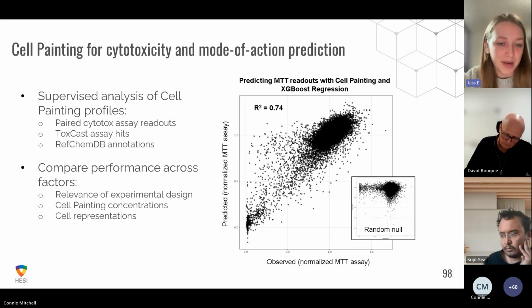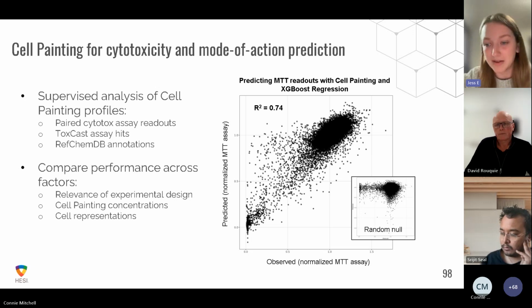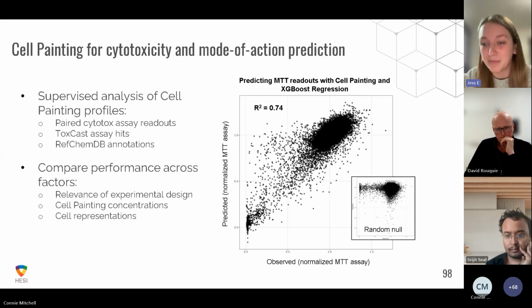Finally, we're also comparing the performance across lots of different factors. One is just the relevance of the experimental design. So when we're going through all of these ToxCast assays, we're stratifying these by cell type and also the type of outcome that they're measuring, with the idea being that something that's measured in a cell-free assay or in a breast cancer cell type is going to be much, much harder to predict from data measured in primary human hepatocytes than assays that were measured in a liver-relevant cell model. And we see very good agreement between our cell painting data and the assays that were measured in parallel. So we want to understand how that predictive performance declines as we get into assays that are measured in very different experimental contexts.